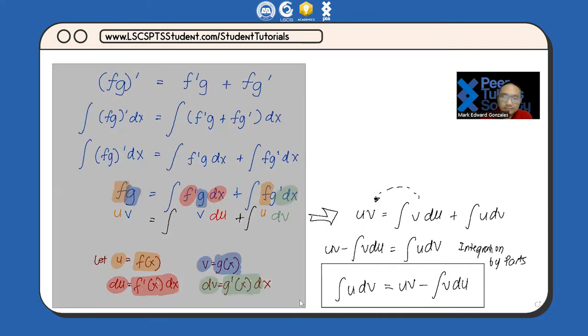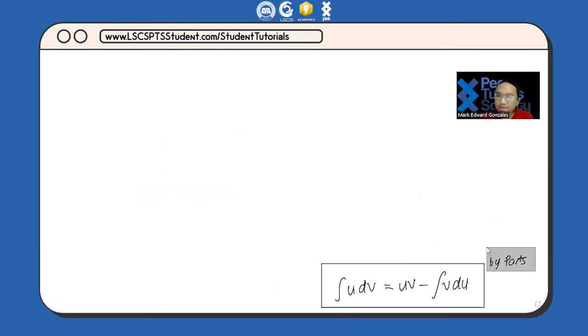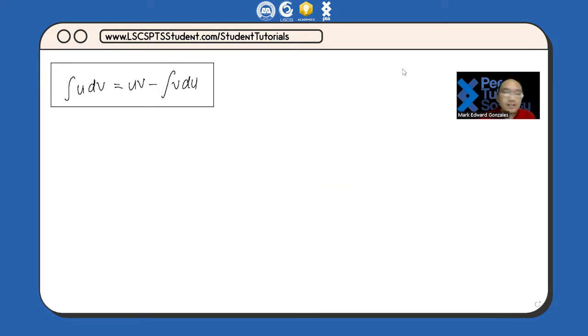Let's clear the screen and transfer this formula to the top of the board. So we have a reference for our first few examples. Okay, let's start with the first example. We want to take the integral of x multiplied by e raised to x dx. The natural question to ask is which one is u and which one is v? So which one is u? Well, we have two choices, at least two choices. Perhaps this is u. Okay, that's one possible choice. Or maybe this one is u.